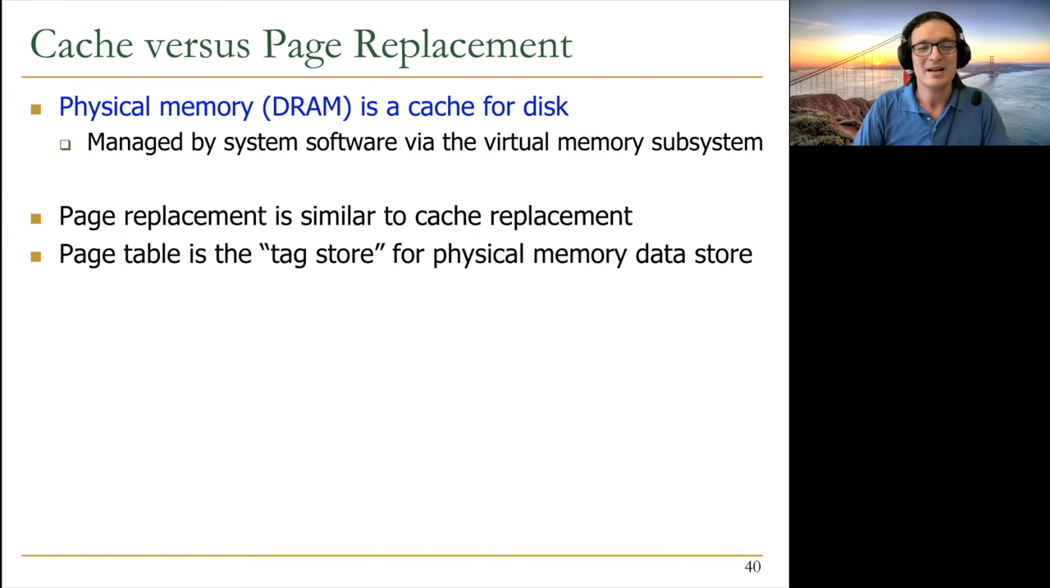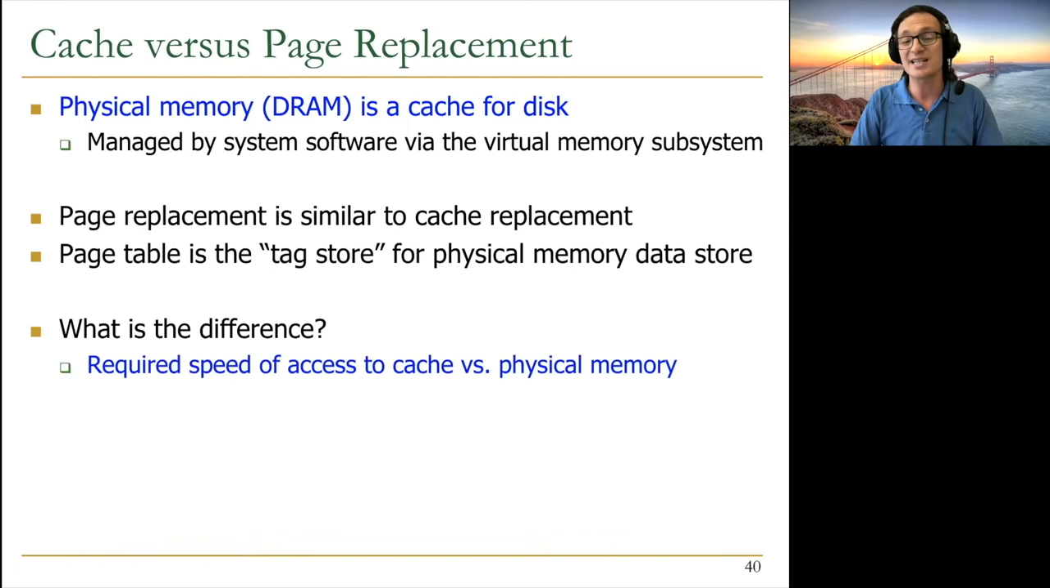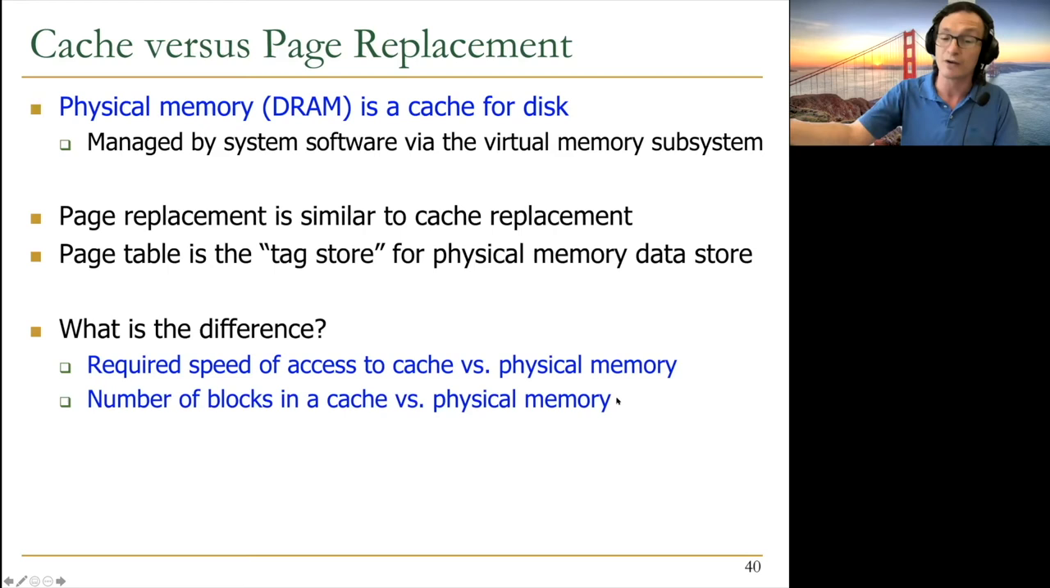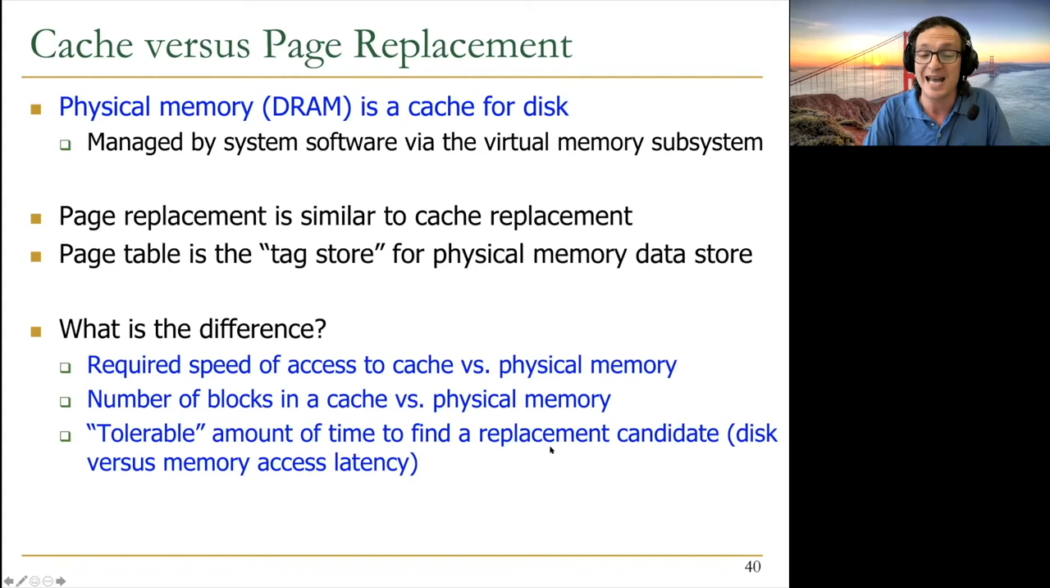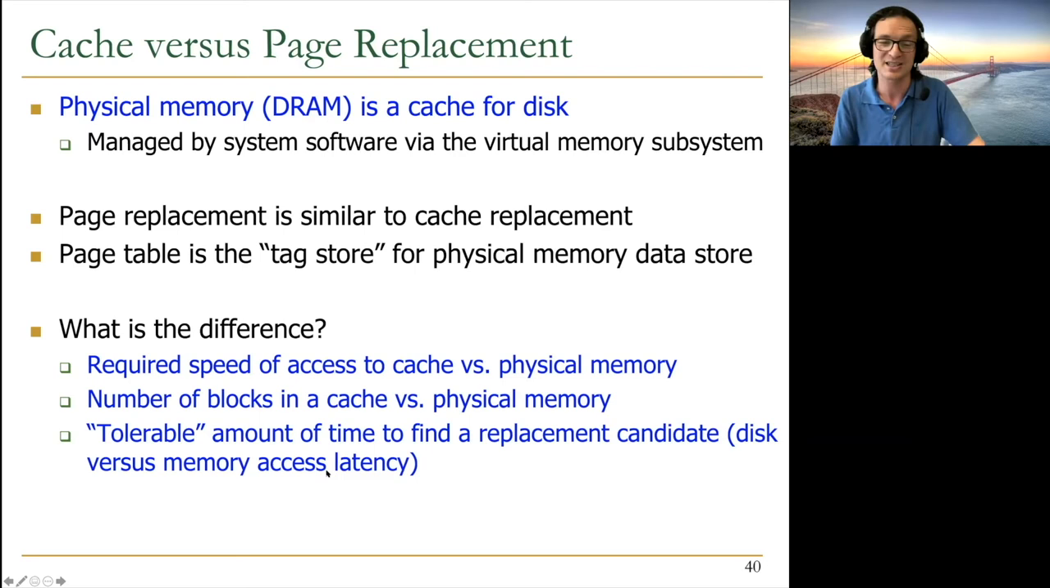So the difference is the required speed of access to cache versus physical memory. Cache needs to be fast, usually. Physical memory is slow. In fact, whenever you get an eviction, it's even slower. So you have more freedom in your algorithms in page replacement. Number of blocks in a cache is smaller than number of blocks in physical memory. So you have some more overhead, tag overhead in physical memory. So you cannot really afford extremely sophisticated algorithms that require a lot of storage. And the tolerable amount of time to find a replacement candidate is different. Disk latency is much higher than memory access latency. So the caches are at a disadvantage here, whereas physical memory is at an advantage.